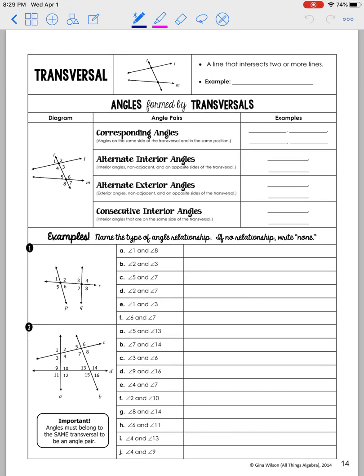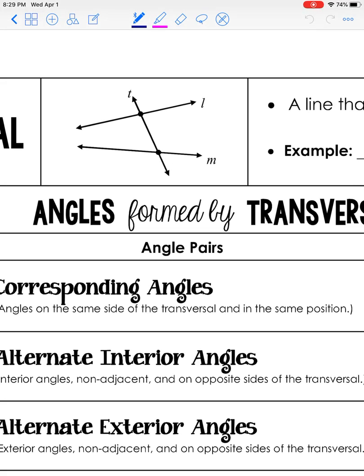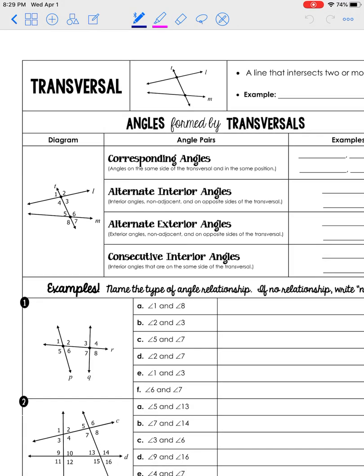Next, we're going to talk about transversals. A transversal is just a line that intersects two or more lines, all right? So those two lines, L and M, are not the transversal. T is the transversal. Whenever we have a transversal intersecting two or more lines, it creates angle relationships or angle pairs. So corresponding angles are angles on the same side of the transversal and in the same position. So same side meaning left or right, same position meaning up or down.